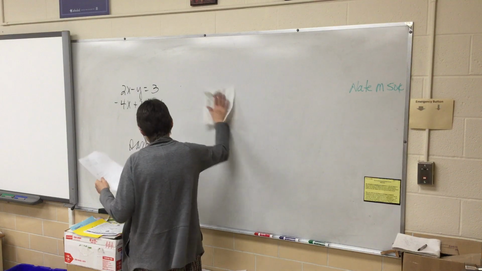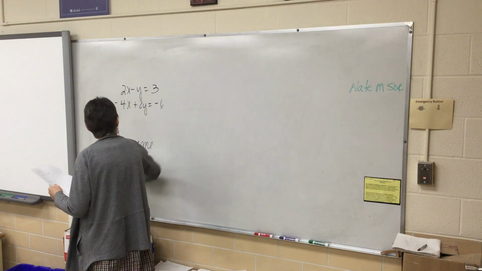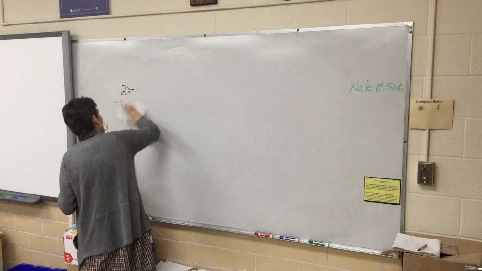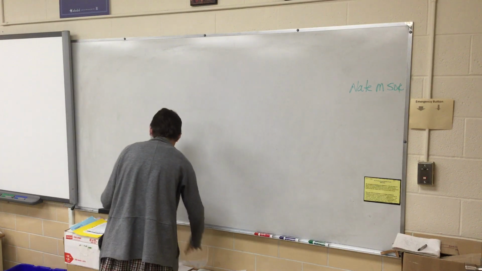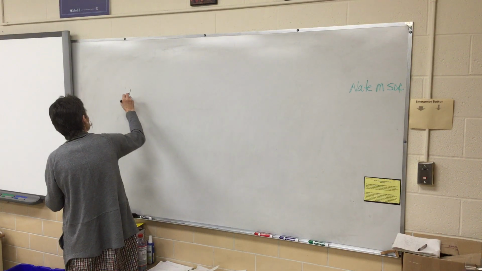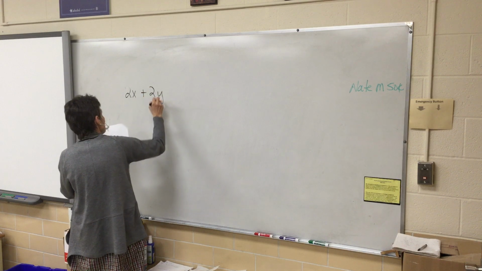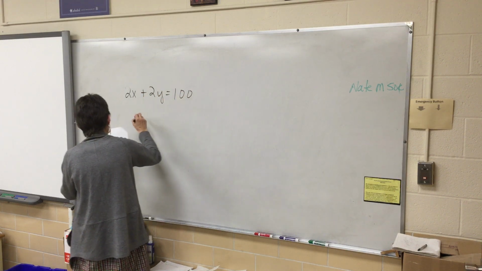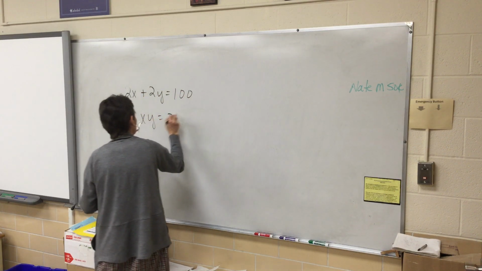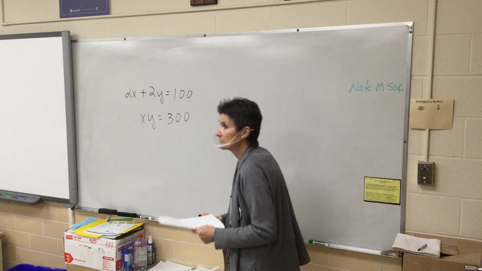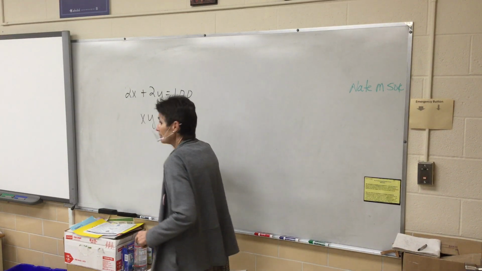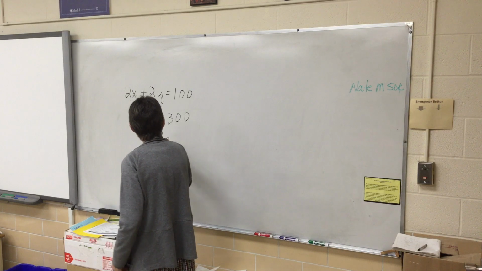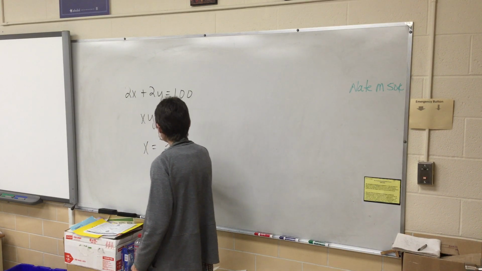Now, notice that number 3, I haven't told you how to solve it. So you're just going to solve this system however you want, whatever occurs to you. So does anything occur to anyone? Divide by y on the second equation. Here, so x equals 300 over y.